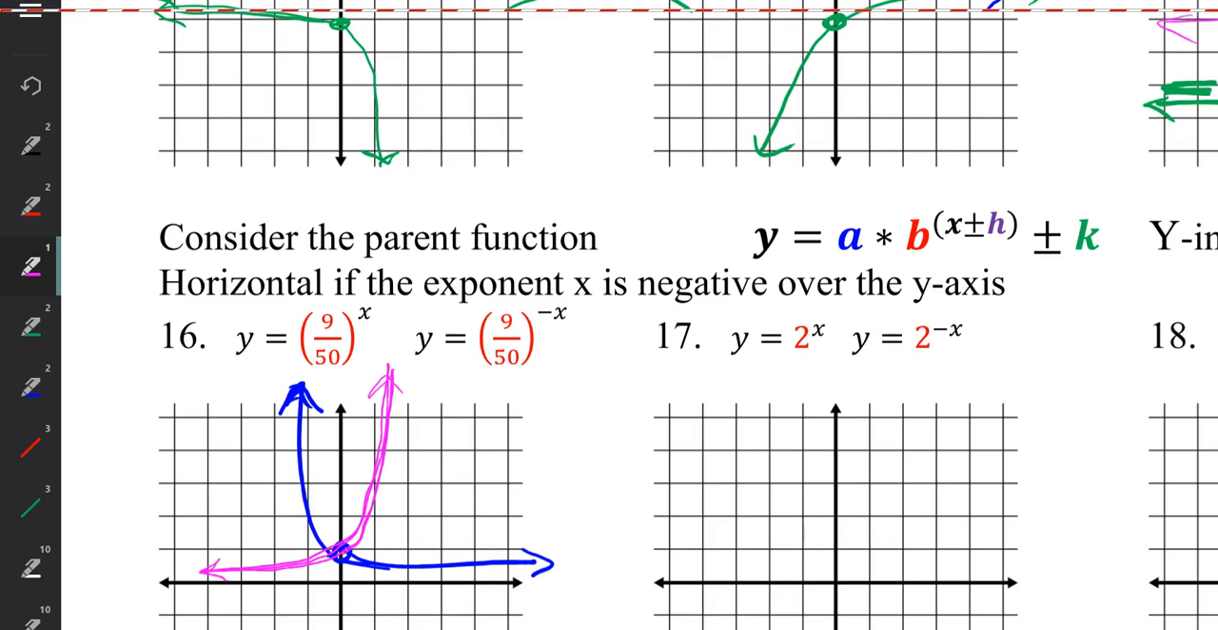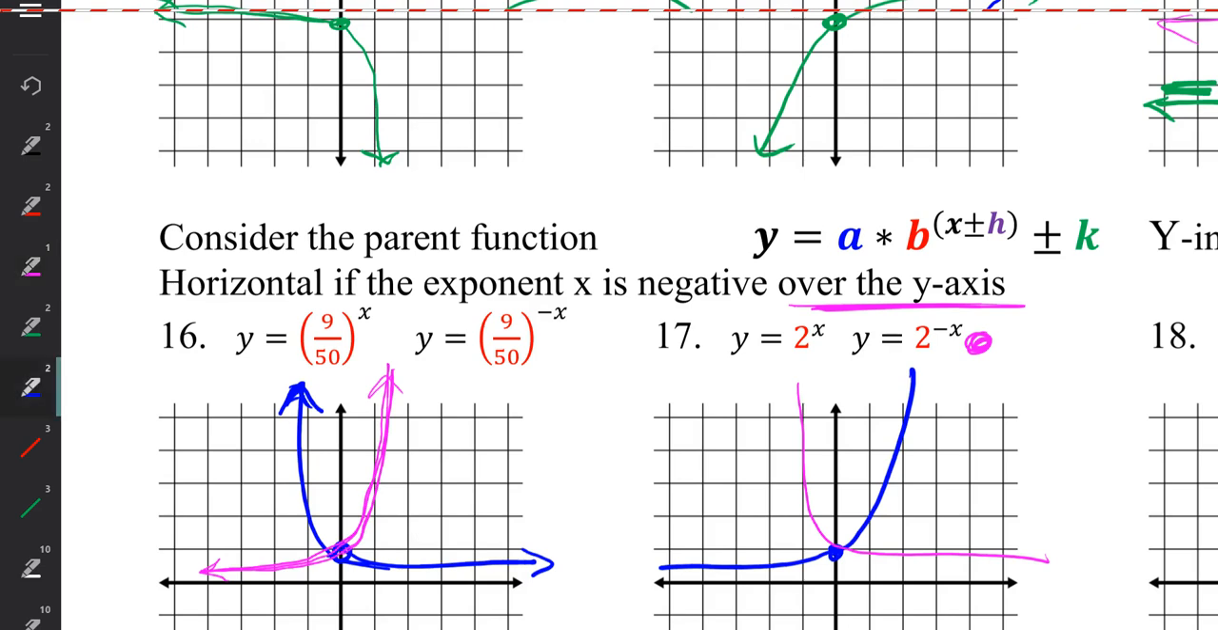All right, you guys are doing great. Here we go. 17. Growth or decay? Growth. A growth function to a negative exponent becomes decay, because it flips over the y-axis. Questions?